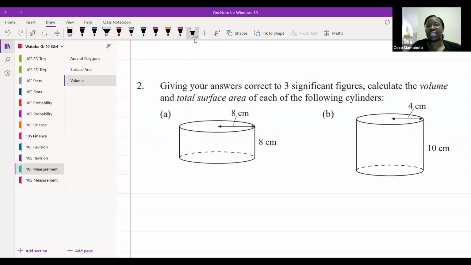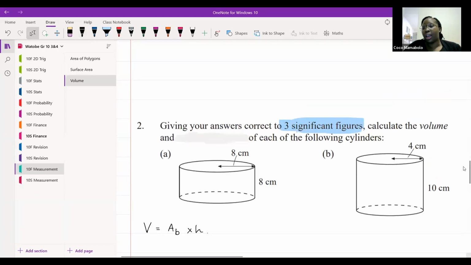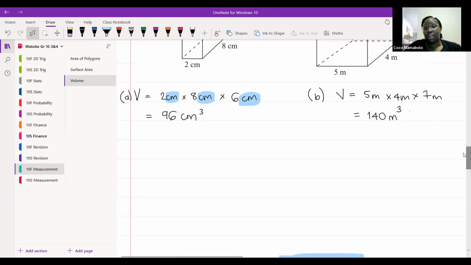Now, this one says, calculate the volume, and it says correct to 3 significant figures. So you need to give us 3 numbers. I'm going to explain what 3 significant figures means in just a second, but we're not calculating the total surface area. We're calculating the volume. In this case, we are going to use the volume of a prism. So we know that the volume of a prism is the area of base multiplied by the height.